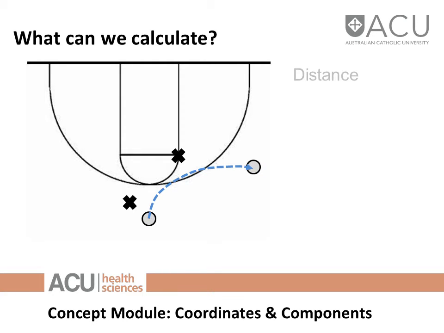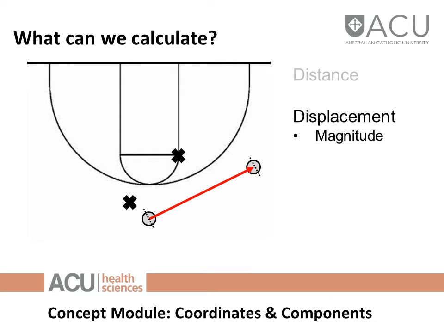We may be interested in the distance, but it's unlikely to be the most important variable here, and it's also really hard to calculate, and we might be able to talk about that later in class. What might be more important though is calculating displacement, so that straight line between position A and position B, and in particular how far we've gone between those 2 points and the direction of that travel as well.